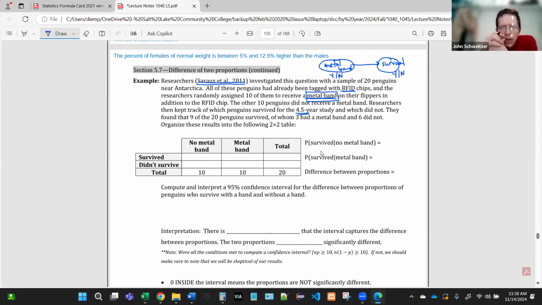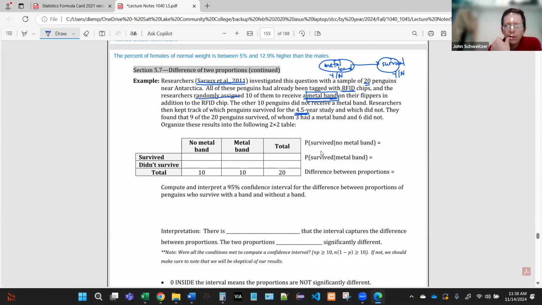Okay, so how did they do this? Well, they caught 20 penguins. So there's a sample of 20 penguins, and they randomly assigned 10 to receive a metal band and 10 to not receive a metal band. So the group not receiving the metal band is our control group. We need that because without that control group, we don't really know what a typical survival rate would be for penguins, right? So if you don't have that control group, you don't really know if the survival rate is low for these metal band penguins, right?